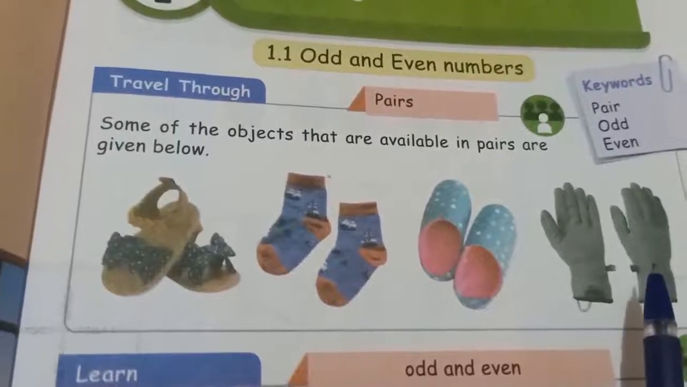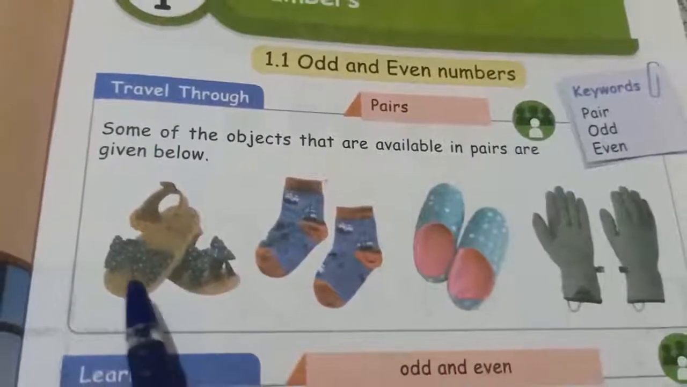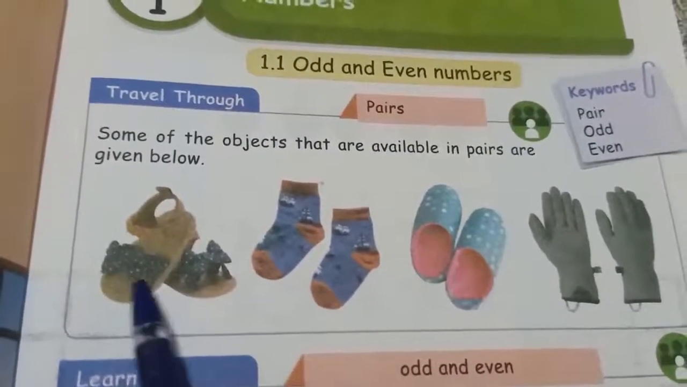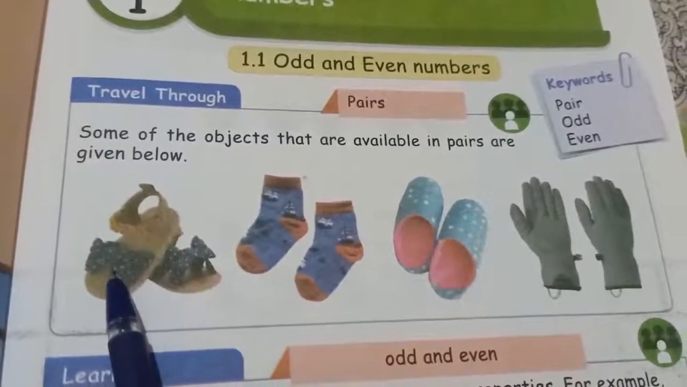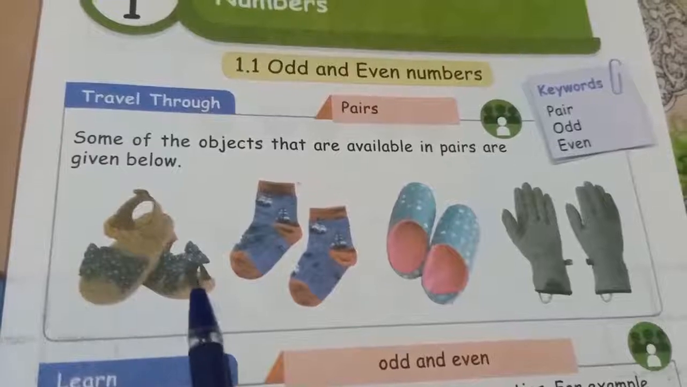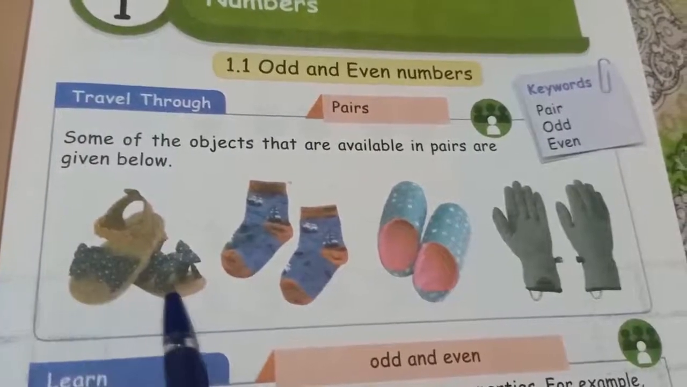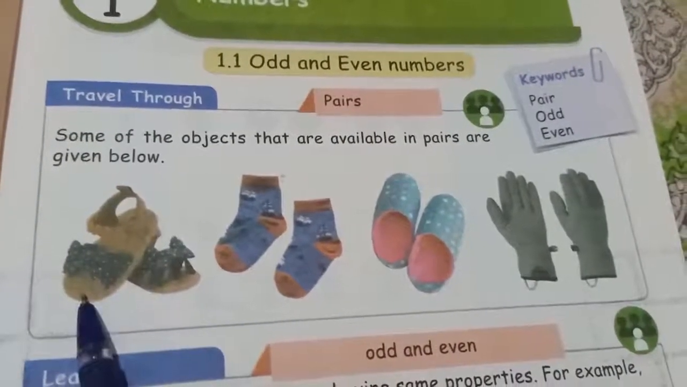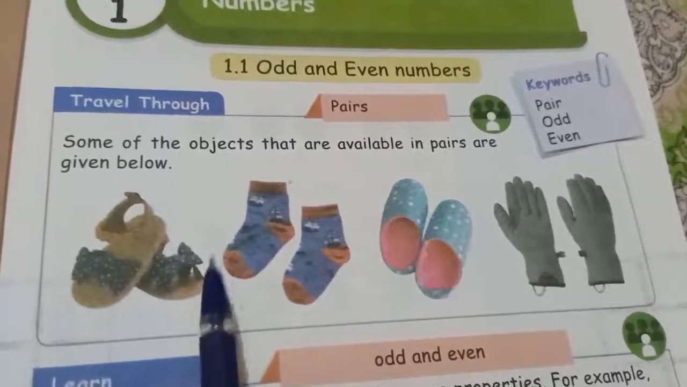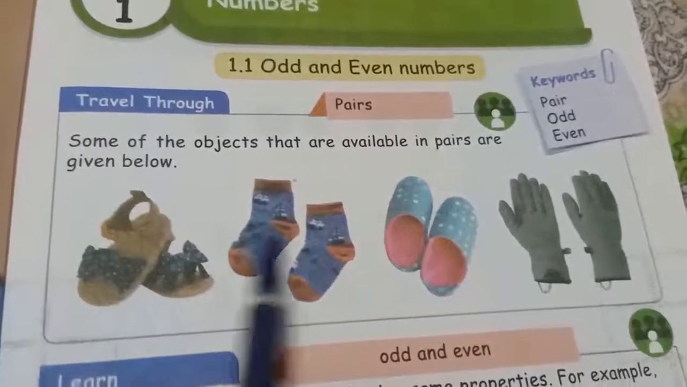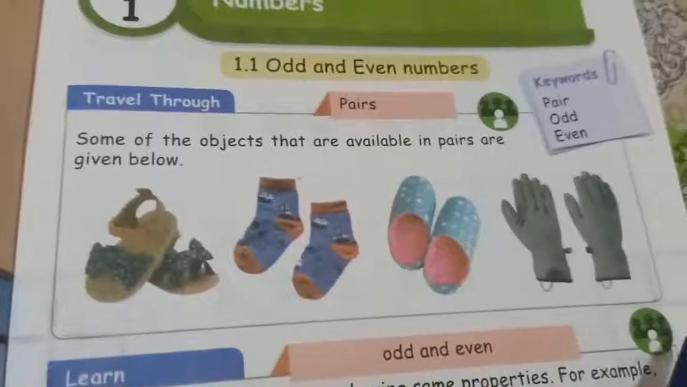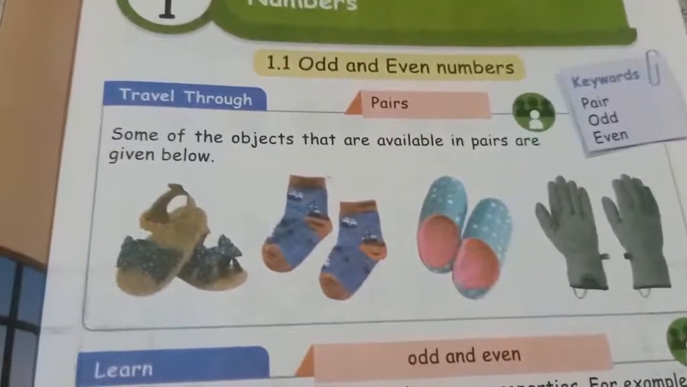Now, do you understand what is meant by pairs? See, without one object we cannot use the other object. For example, this one slipper we cannot use. If we have 2 slippers, only then can we use them. So this is called a pair. Pair of shoes, pair of gloves, everything. Now do you understand?